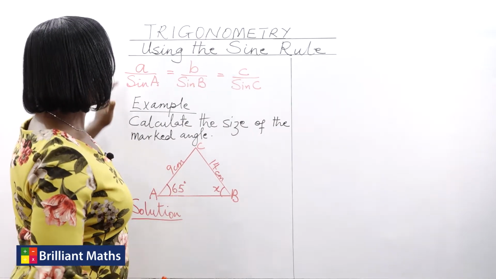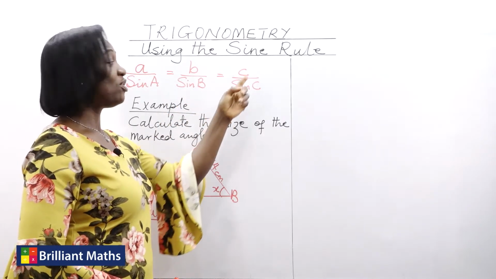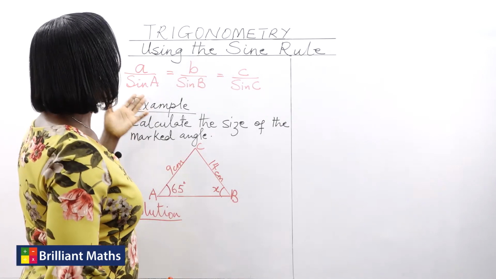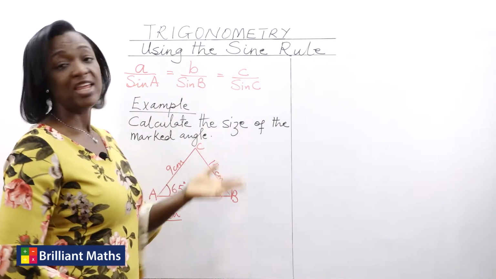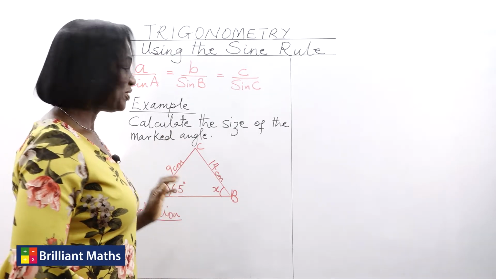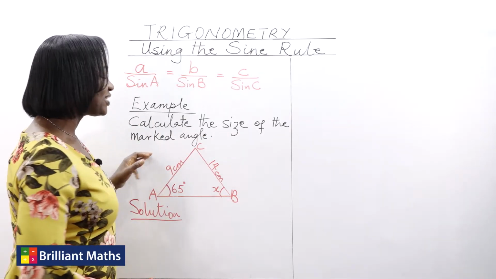The sine rule states that a over sine A is equal to b over sine B, and that's equal to c over sine C. But how do you determine what is uppercase A, B, C or lowercase a, b, c? So let's look at the example. The example says, calculate the size of the marked angle.